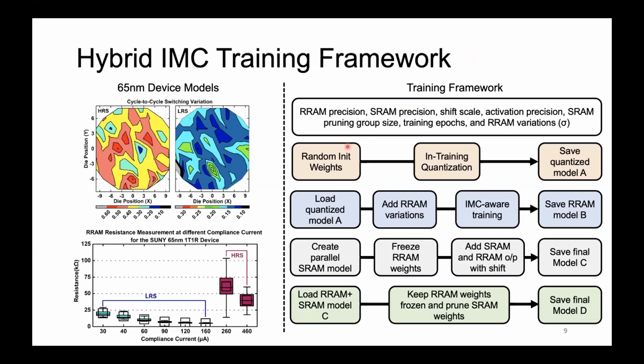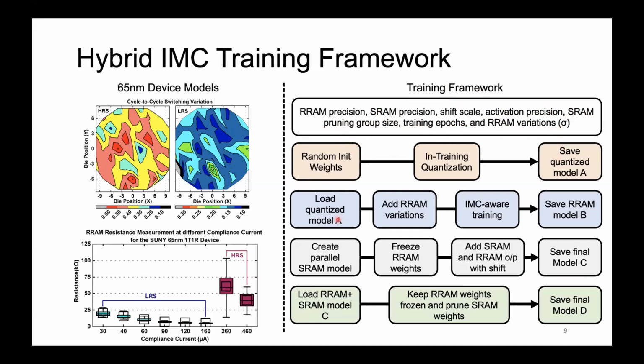So we utilize a couple of inputs such as the RRAM precision, SRAM precision, the shift scale, activation precision, the SRAM pruning group size, which I will talk about in a few slides, the training epochs, and the RRAM variations. So first, we randomly initialize the weights of the neural network, perform in-training quantization, and save a quantized model A.